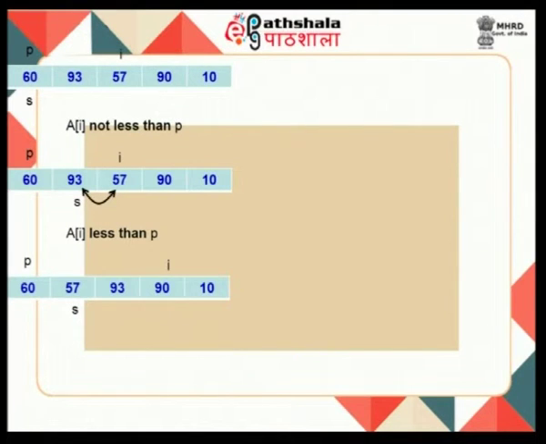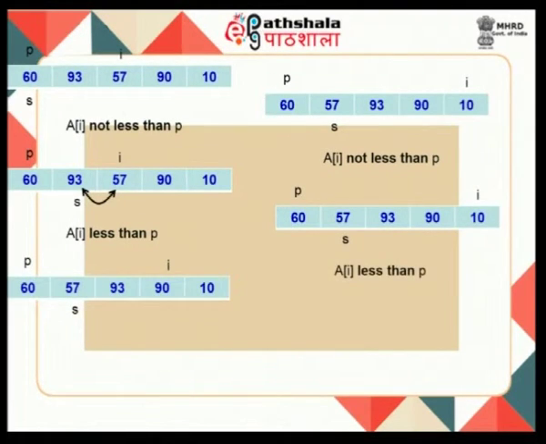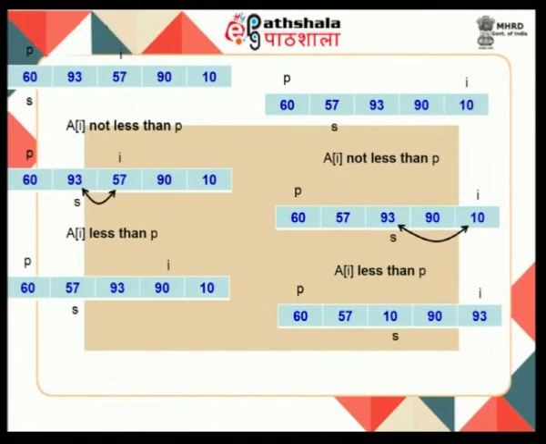So your pointer now points to 90, and incidentally A of I is not lesser than P. Therefore, I am incrementing I again. You can see it becomes something like this. So now A of I is lesser than P. Therefore, I am incrementing S. So my process becomes something like swap, and I am getting this list. Now I am swapping the pivotal element with A of S to get the final list like this.